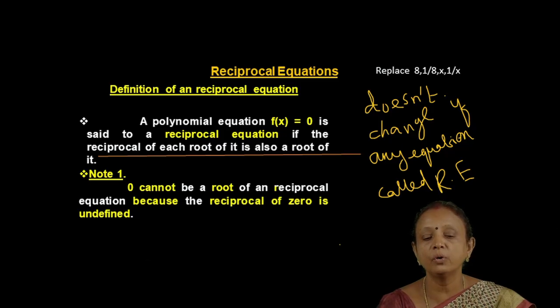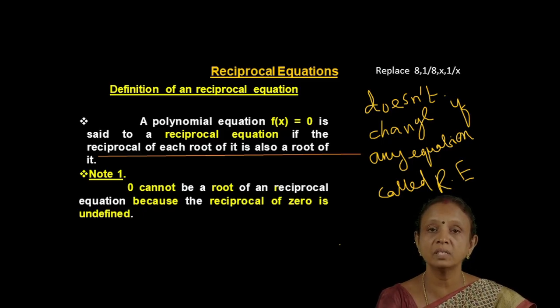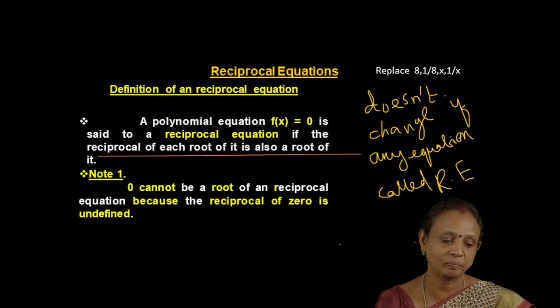A very important note: when you take the number 0, what is 0? Actually a real number, but it cannot be a root of a reciprocal equation. Why? Because the reciprocal of 0 is 1 by 0. What is 1 by 0? 1 by 0 is undefined. So we cannot put the reciprocal number 1 by 0 in the equation. If you put it, it will be undefined. So remember, 0 cannot be a root of a reciprocal equation.